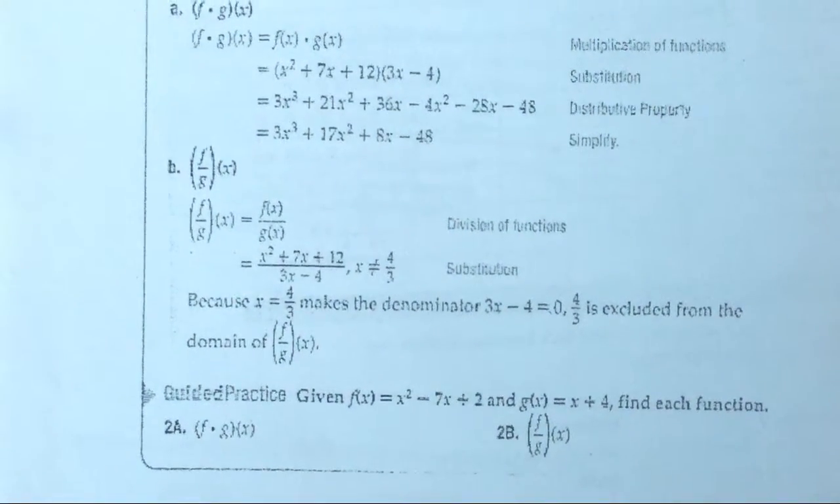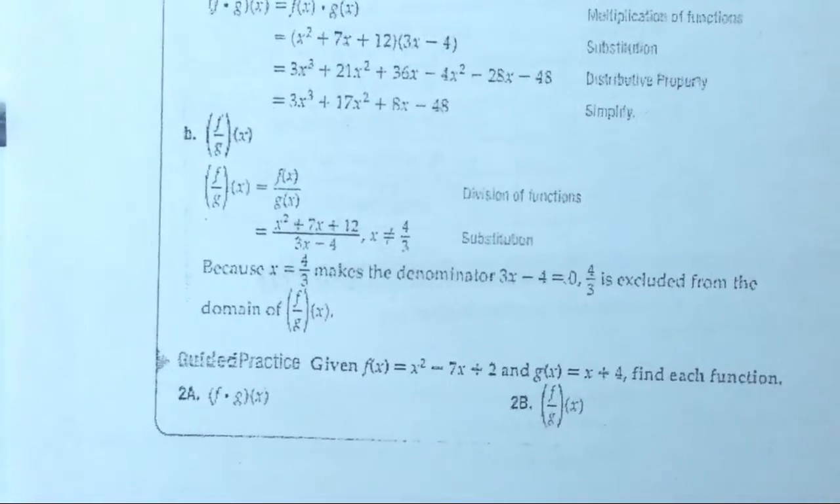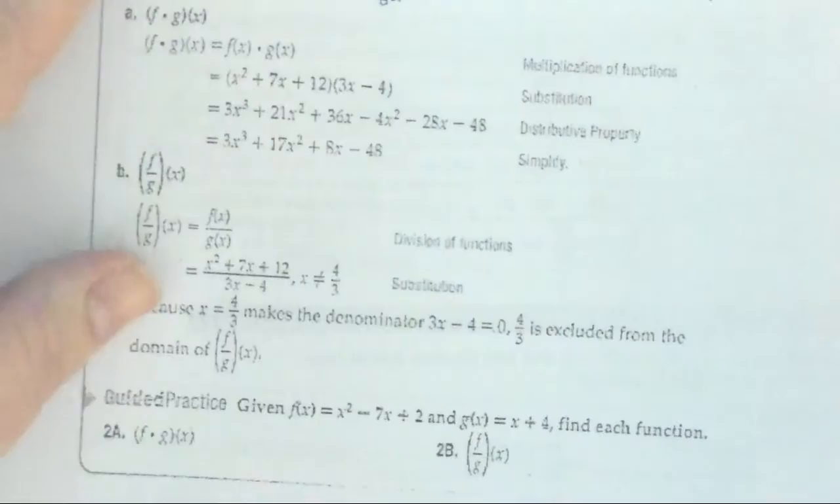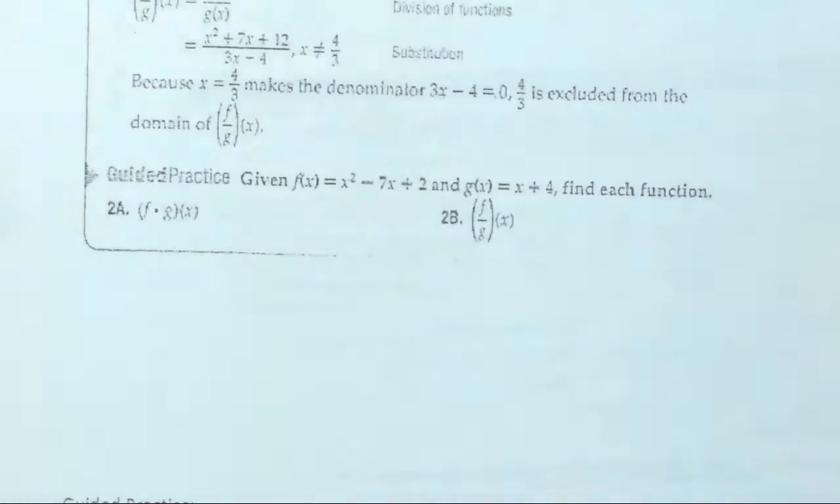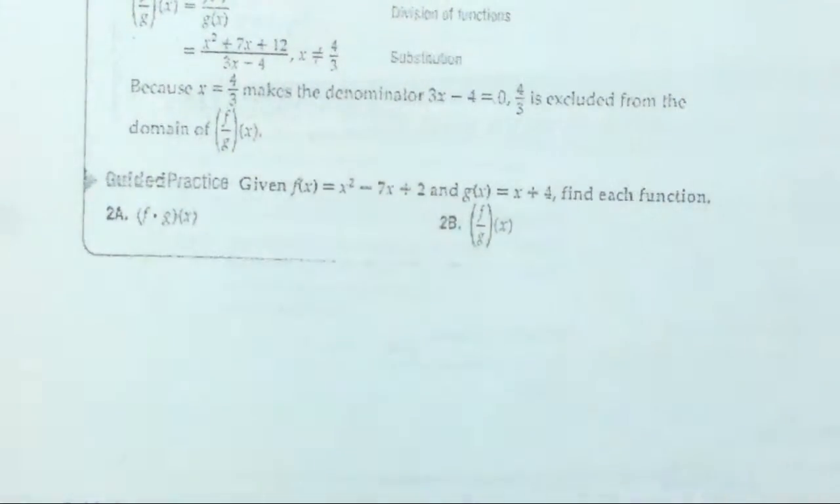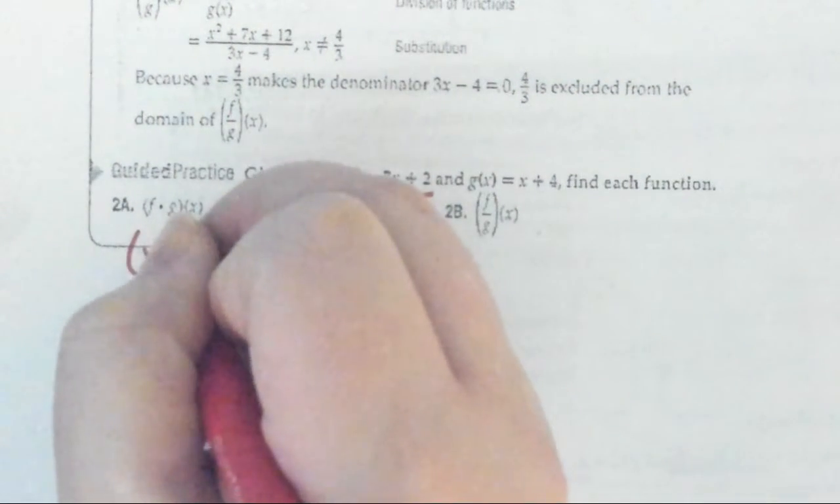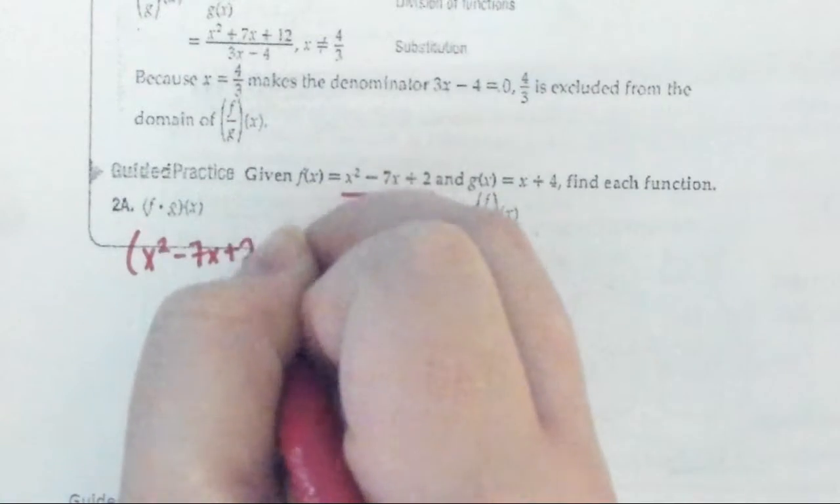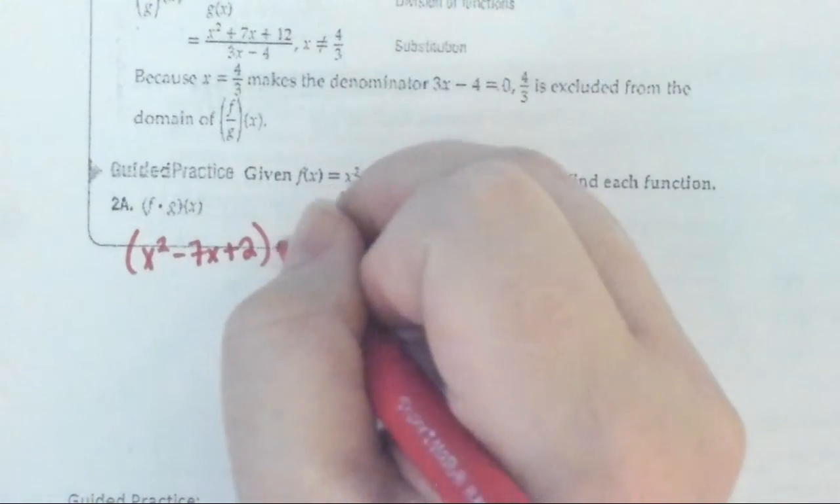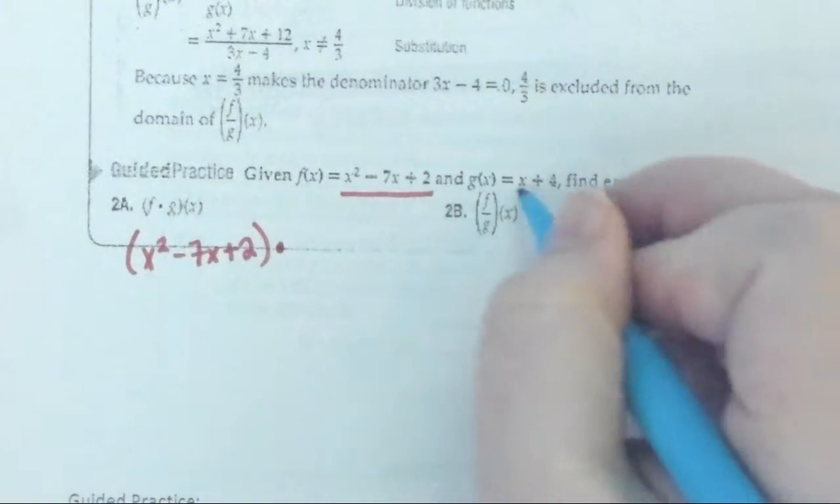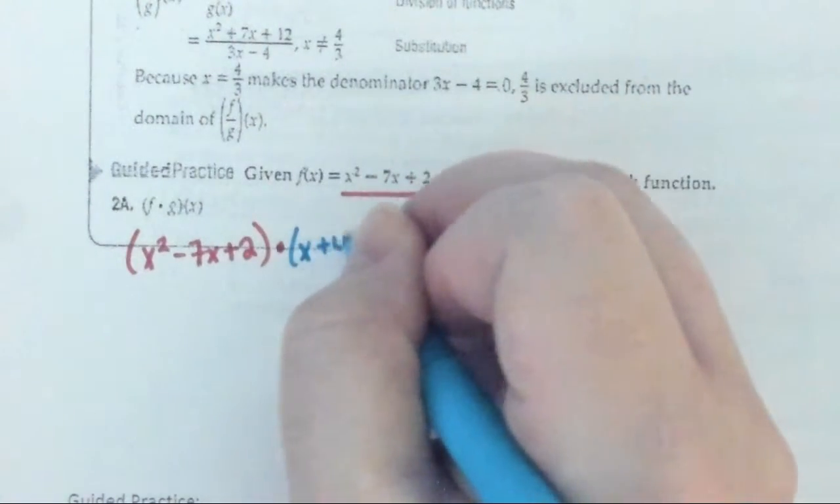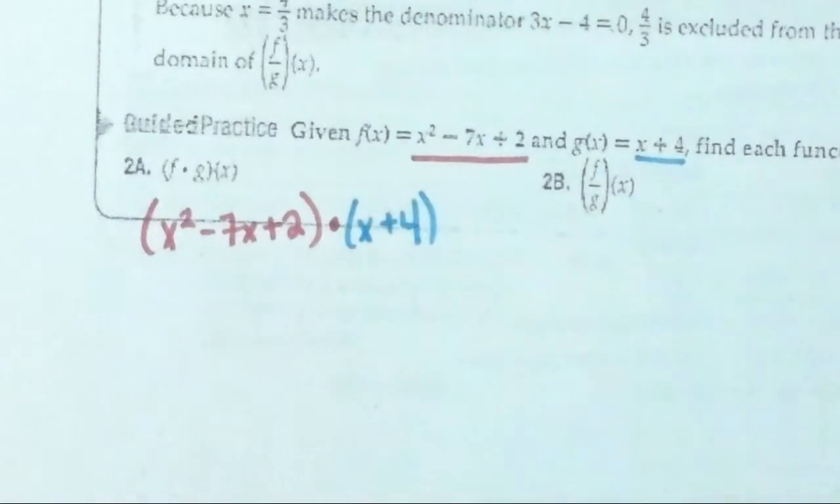The only issue is when we divide, and we'll cross that bridge in just a second. Okay, so I'm not going to read you this paragraph. If you're wanting to look at extra examples, look at the top. I'm going to go straight to guided practice 2A. So they want me to multiply f times g. Well, f is x squared minus 7x plus 2. And they want me to multiply it times g. Well, g is x plus 4. So I need to multiply these two things together. I've got to be really careful when I distribute and make sure everyone gets distributed to.